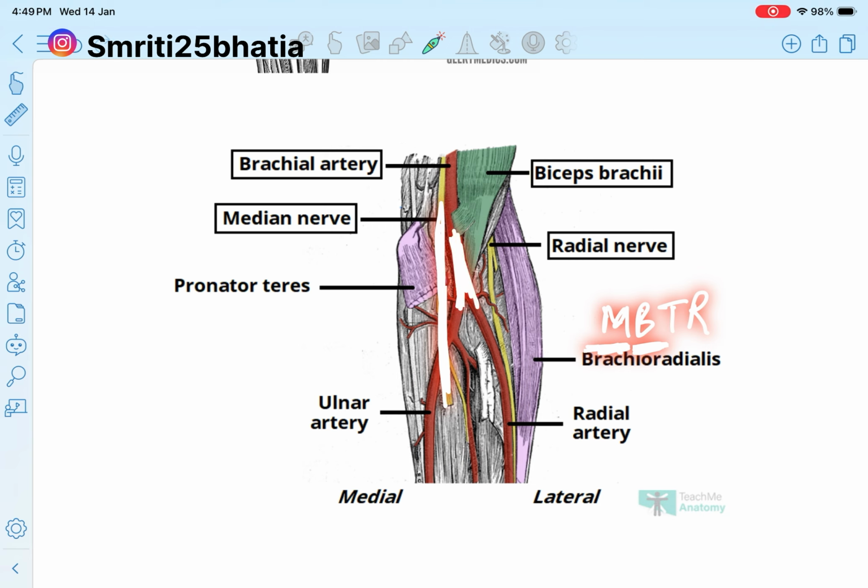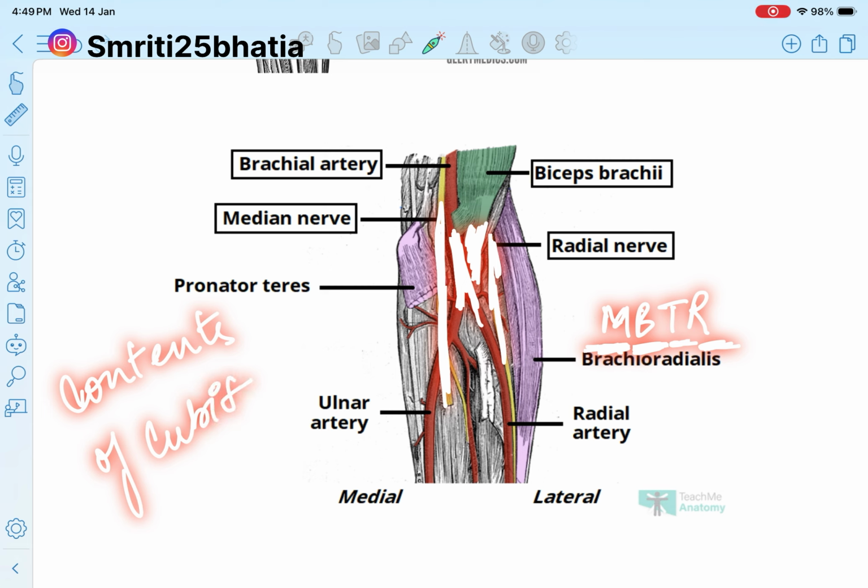T is for the tendon of the biceps brachii. This is the tendon of the biceps brachii. And R is for the radial nerve. We can see it over here. So this is MBTR, and these are the contents of the cubital fossa.